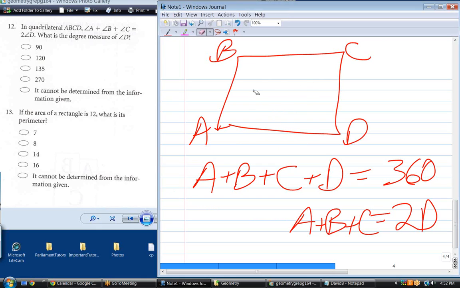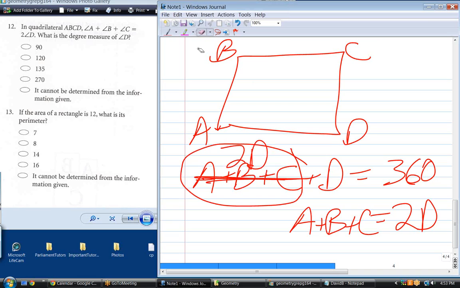Because it's a quadrilateral, we know that the four angles add to 360. All quadrilaterals, all four angles have to add to 360. They've also told us that A plus B plus C happens to be equal to 2D. Oh, so you could do 2D plus D. There you go. Let's substitute for that A plus B plus C. We'll make it 2D instead. And now we have a simple equation that we can solve. What's 2D plus D equals 360?